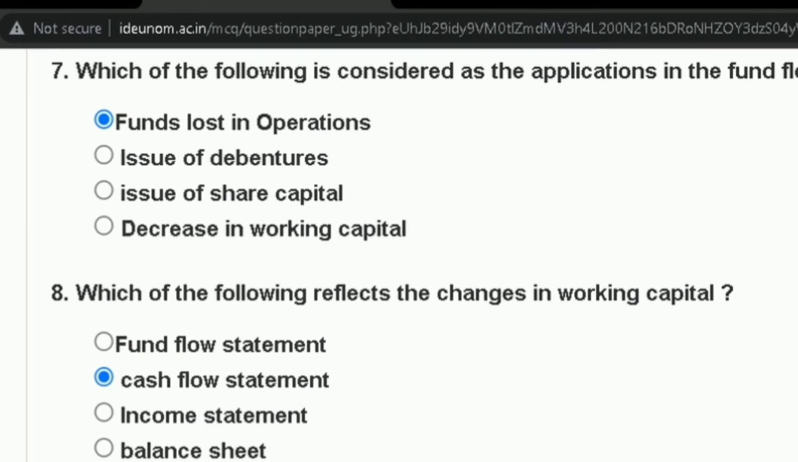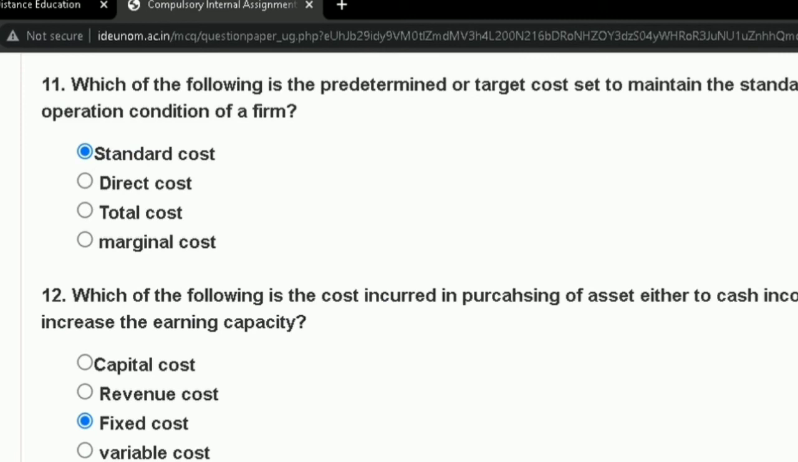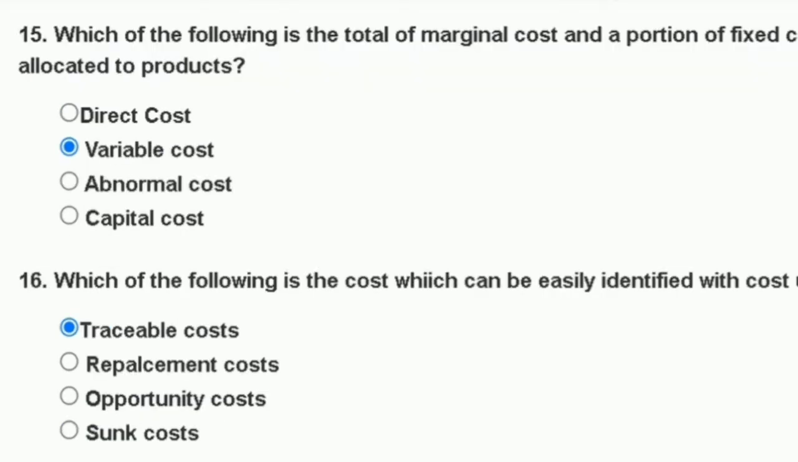Eighth one is option B, cash flow statement. Ninth one is option A, gross profit ratio. 10th one is contribution. 11th is option A, standard cost. 12th is option C, fixed cost. 13th one is option B, revenue cost. 14th one is option A, fixed cost. 15th one is option B, variable cost.